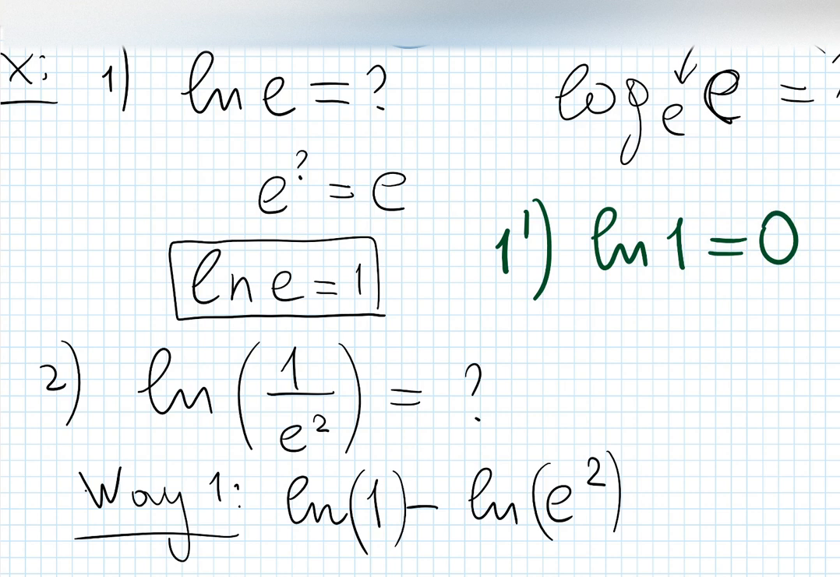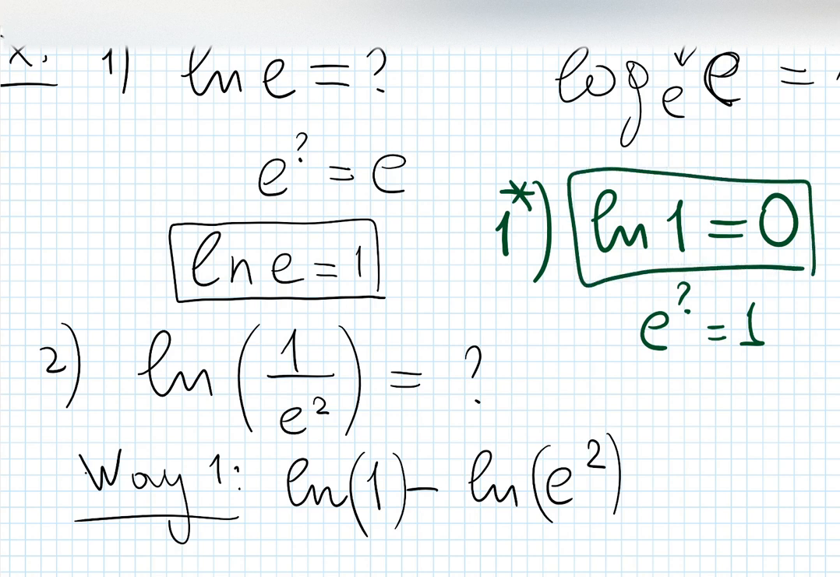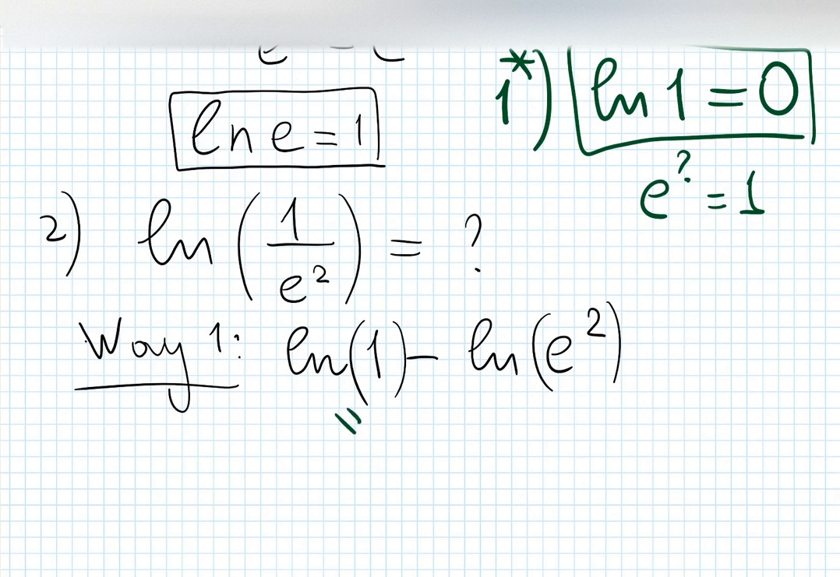ln of 1 is 0. How do you know? You're kind of asking, the base is e to the question mark equals 1. e to what power gave me 1? e to the 0 gave me 1. So remember that. 1 star. So remember these as well. This first one is 0.